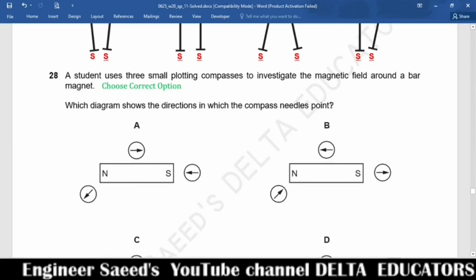Question number 28. A student uses three small plotting compasses to investigate the magnetic field around a bar magnet. Which diagram shows the directions in which each of the compass needles point? Lines of force start from the north pole and move toward the south pole. If we check option A, we are looking at lines of force starting from the north pole and coming toward the south pole. Again here, we are looking at lines of force moving like this. It seems to be coming from this north pole. So it may be our correct option.